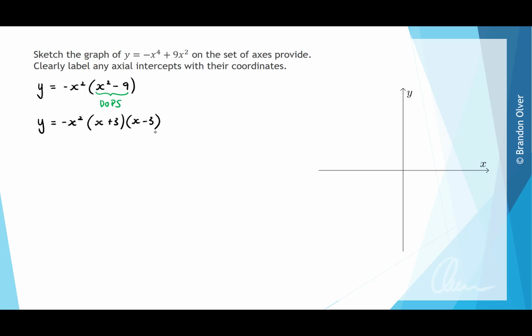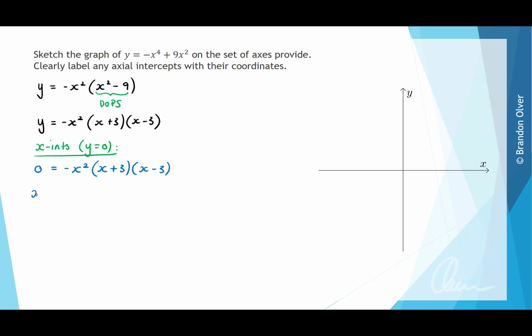The next thing we can do is find the x and y intercepts of this graph. And if we have a look, this factor of x squared means that we're going to have an x and y intercept at 0, 0. So we're just going to find the x-intercepts of this graph, and that occurs when y is equal to 0. Therefore, 0 is equal to negative x squared times x plus 3 times x minus 3.